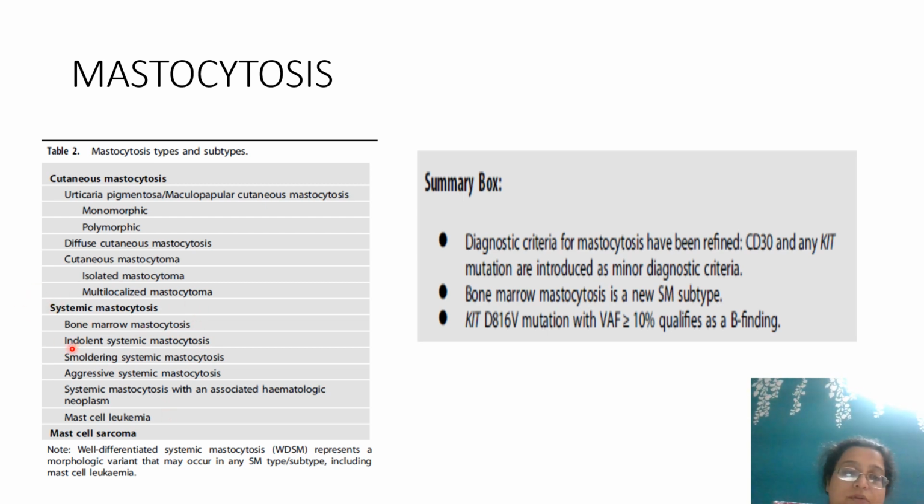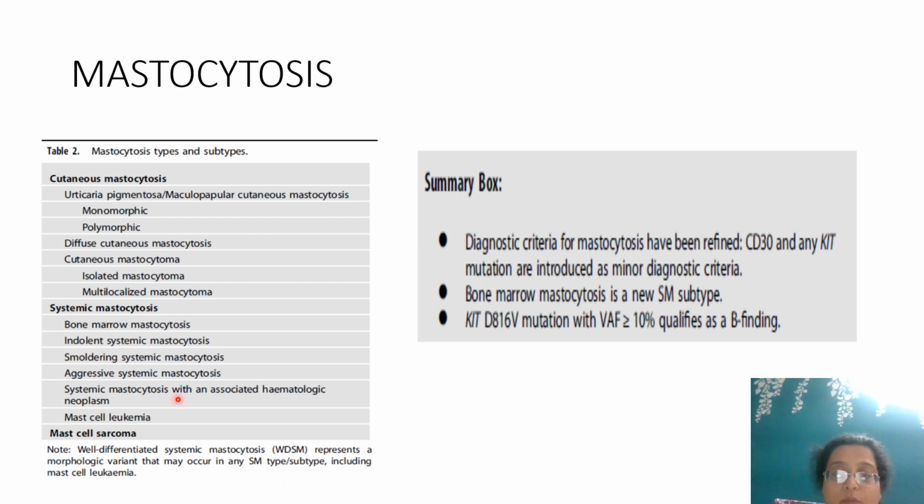Fine. So indolent systemic mastocytosis, smoldering systemic mastocytosis. So wherever there's a smoldering, there's always an aggressive variant. Fine. And systemic mastocytosis associated with other hematological neoplasms, and mast cell leukemia. Finally, mast cell sarcoma. They also have a note that well-differentiated systemic mastocytosis represents a morphological variant that may occur in SM types, that is systemic mastocytosis, including mast cell leukemias.